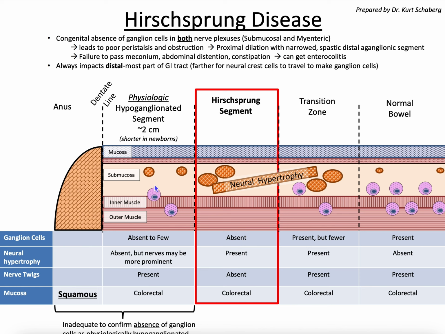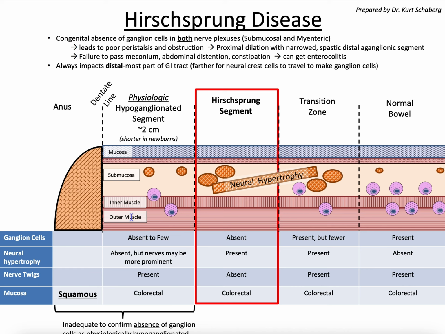This plexus helps control secretions as well as blood flow. And then your myenteric plexus helps control motility, and it's between the inner muscle and outer muscle of your muscularis propria. Hirschsprung's will lead to poor peristalsis and obstruction, which subsequently leads to proximal dilation and a narrowed, spastic distal aganglionic segment.